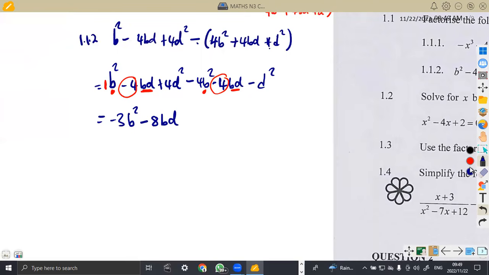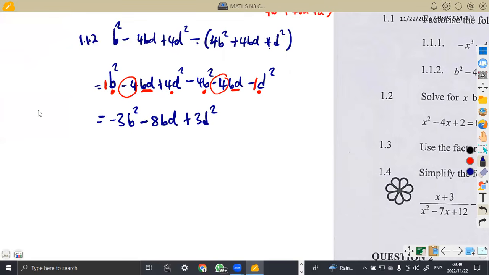And now we move on to the other part of d squared. We've got d squared here, we've got d squared here. So this is the same as minus 1d squared. So we've got 4 minus 1, which is 3. So we've got plus 3d squared. Okay, so that's what we had.